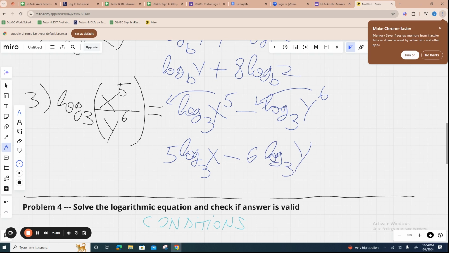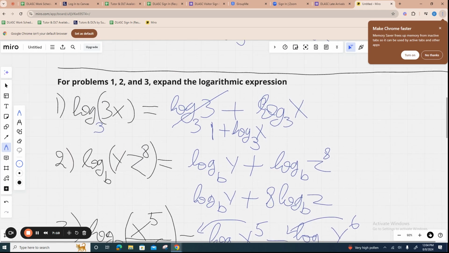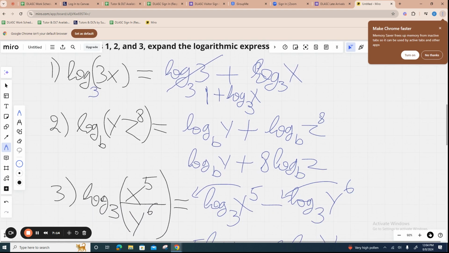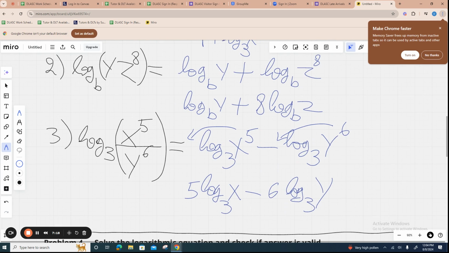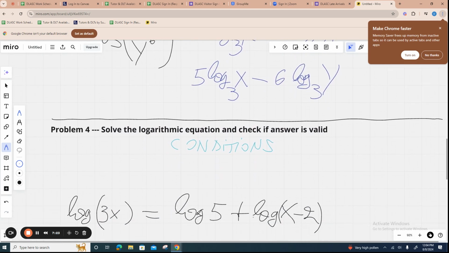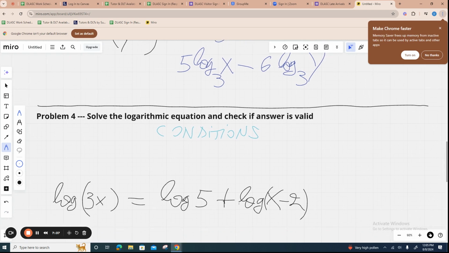Okay? So that's those 3 problems where they're asking you to expand, right? And we just expanded these terms as far as we could go. So now let's see working another problem, right? And this problem here is saying to solve an equation. So we're trying to find x.